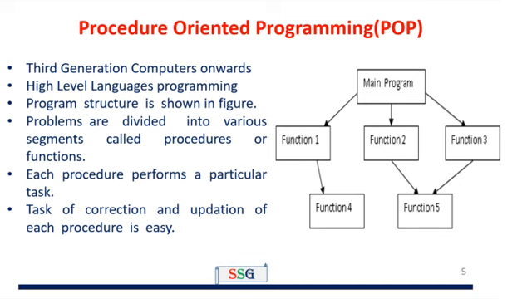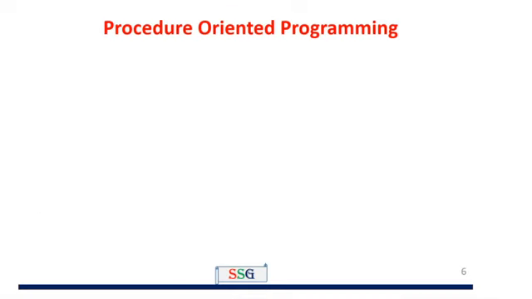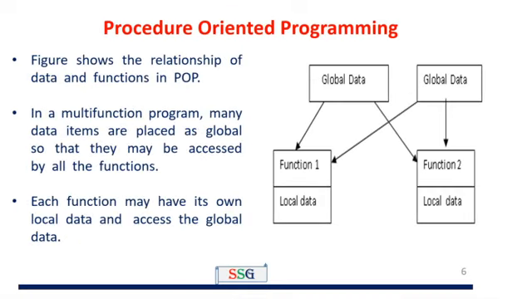That means the whole problem is divided into various segments called procedures or functions. For example, if you are going to implement a project, that project is divided into sub functions. Each sub function is assigned to one sub function. The main program coordinates all the sub functions. Each procedure performs a particular task. The task of correction and updation of each procedure is easy. Then this figure shows the relationship of data and function in procedure oriented programming.